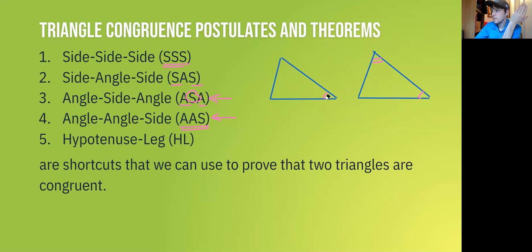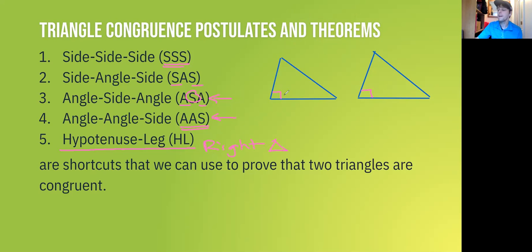Last one, hypotenuse leg. I suppose I should have drawn some right triangles here, but let's just use our imagination. Let's just assume this is a right angle. Doesn't really look like it, but we're going to get away with it for now. So for hypotenuse leg, it is very important that we have a right triangle, because otherwise we don't have a hypotenuse. So we can only use hypotenuse leg for right triangles.